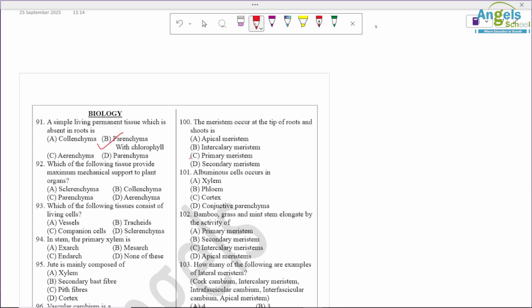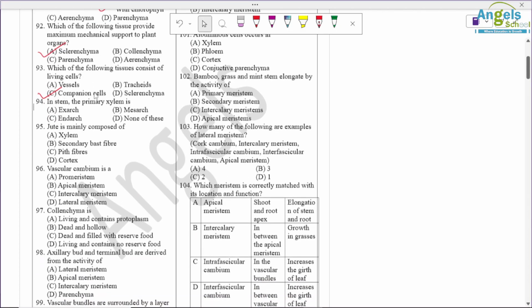Which of the following tissue provide maximum mechanical support to plant organ? So mechanical support is provided by sclerenchyma, maximum mechanical support. Which of the following tissue consists of living cells? So companion cells are living cells.